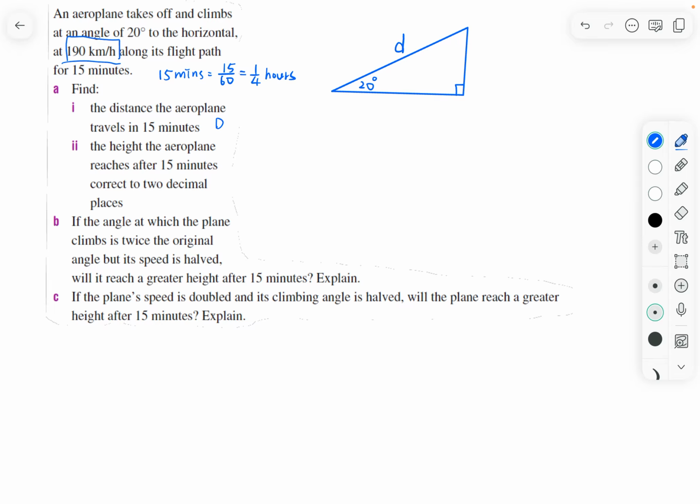Therefore, the distance equal to speed times time, equal to speed 190 km per hour times 1 over 4 hours. So equal to 190 over 4 kilometers, equal to 47.5 kilometers.